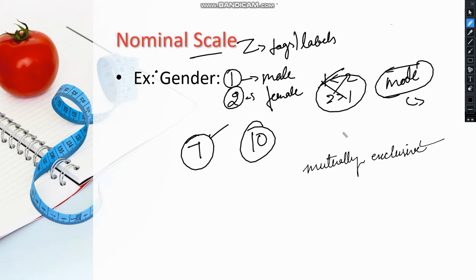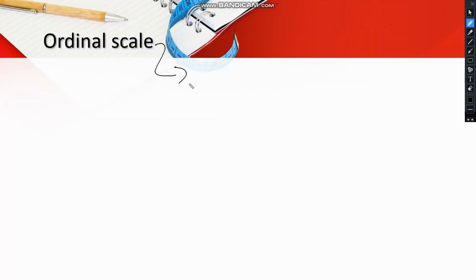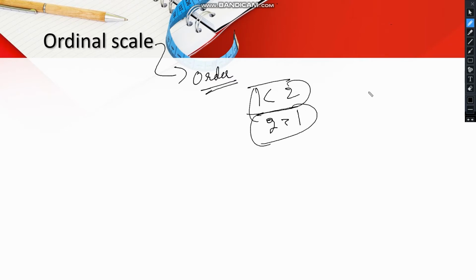Next we move on to ordinal scale. Ordinal scale has all the properties of nominal scale. It is also mutually exclusive, but it has the additional property of order. That is, here we can say that 1 is lesser than 2 or 2 is greater than 1, but it doesn't have equal interval. That is, we can't say that 3 minus 2 is equal to 2 minus 1. An example of ordinal scale is ranks.